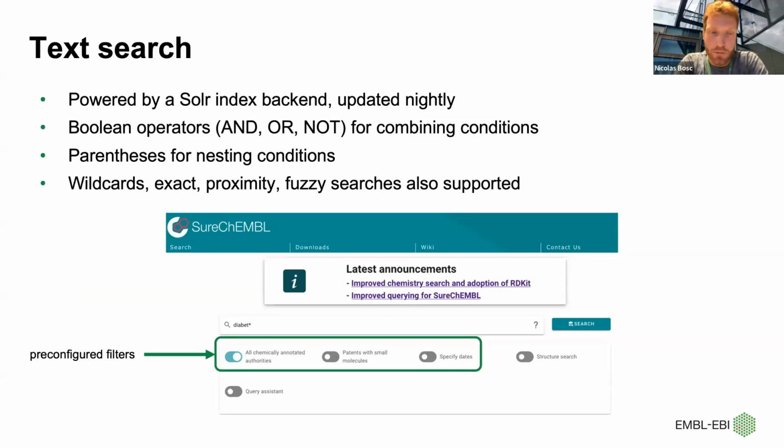The text search is powered by a Solr index backend, and we update it every night. So every time we get new patents, the next day they are available to the users. It supports Boolean operators for combining conditions. You can use parentheses for nesting conditions. It supports wildcards, exact, proximity, and fuzzy searches.